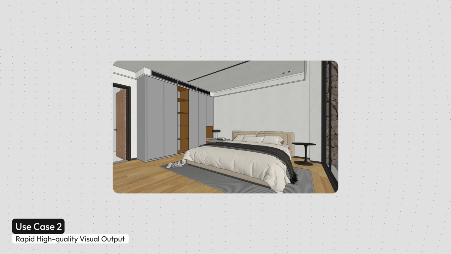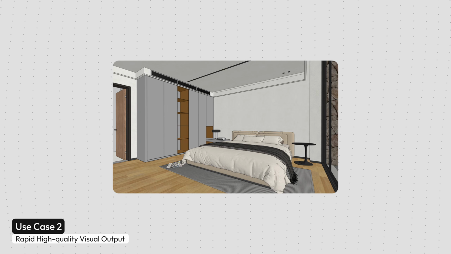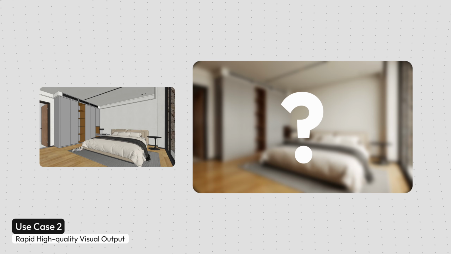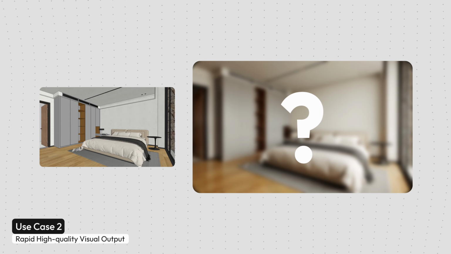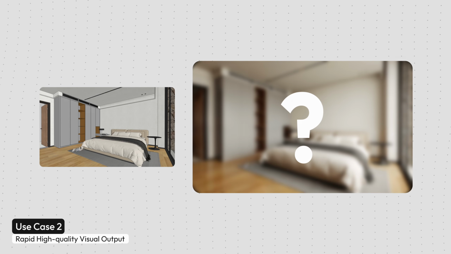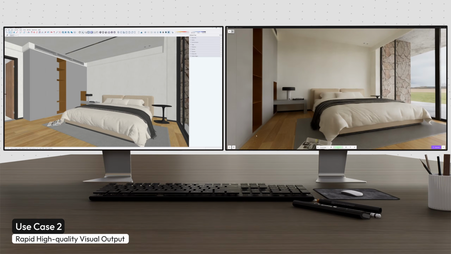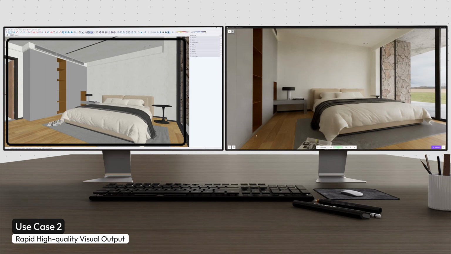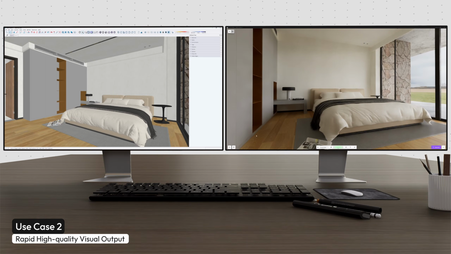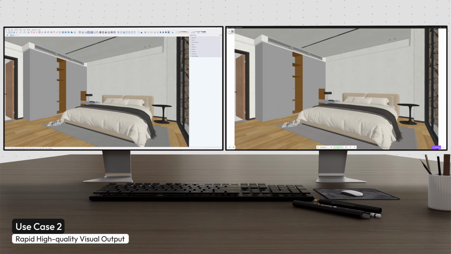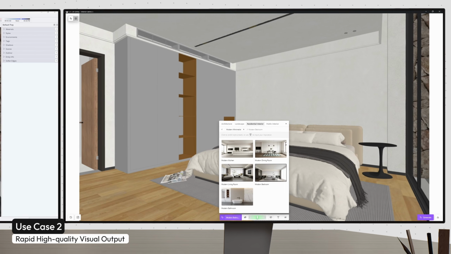Now, let's move on to case 2. Sometimes, most of the work is already done in your modeling software, and you just want to skip the manual rendering steps and quickly get a high-quality image. That's where Lite's AI comes in handy. In this interior project, the model is largely completed in SketchUp, and we're aiming for a precise visual result. As before, click this button to capture the current view, then select a suitable style preset.